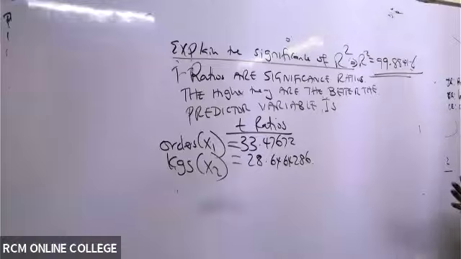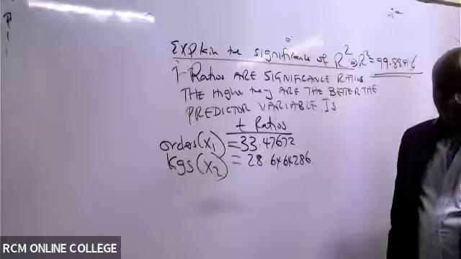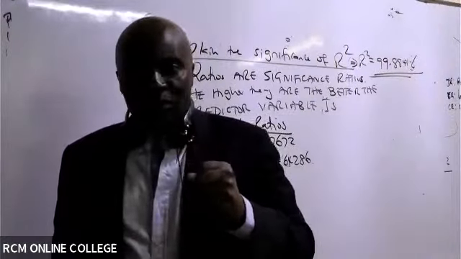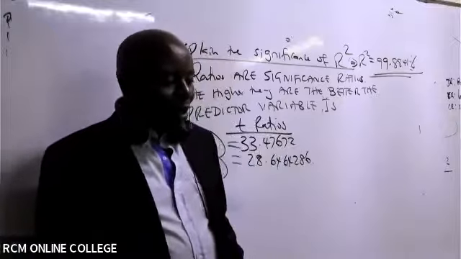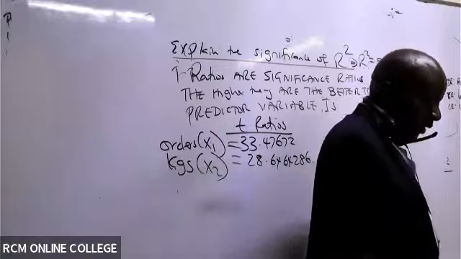So if push comes to shove and you're told to drop one of the variables, I can't drop number of orders because of their strength. So number of orders in this case are more significant.